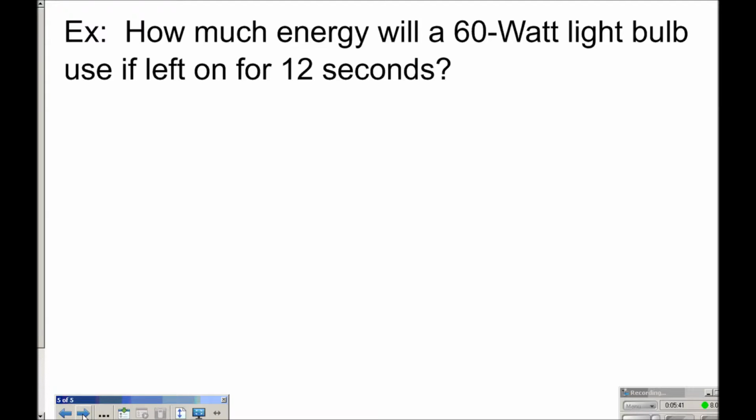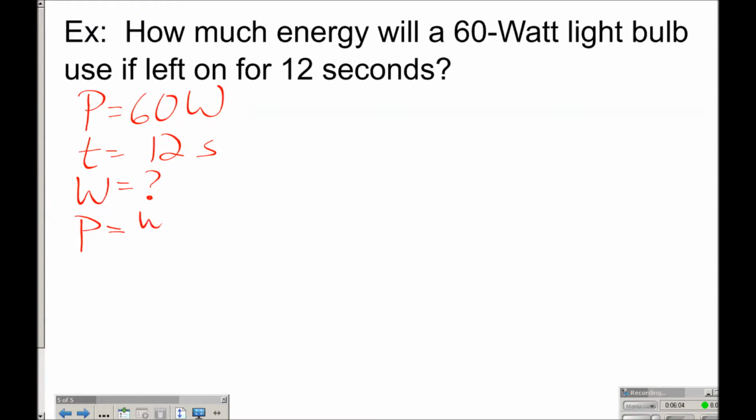Let's start by writing down what we know. 60 watts. Well, that's a measure of power. So the power that our light bulb is using is 60 watts. It's going to be left on for 12 seconds. I'm going to figure out how much energy it uses, how much work is needed to power it, right? Remember, work and energy are both measured in joules, so we're looking for the work. Okay? So if power is work divided by time, multiply both sides of that equation by t, and you get work is power times time.